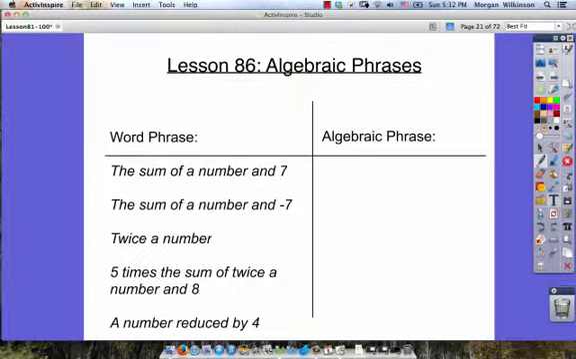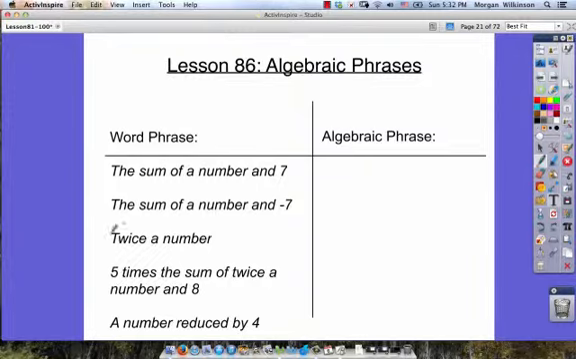Now our first word phrase here says, the sum of a number and 7. Now when we're working with word phrases, it is key that you know what the word sum means. That means the answer to an addition problem. You'd have to know what difference means. That means the answer to a subtraction problem. Product is multiplication, and quotient must be division.